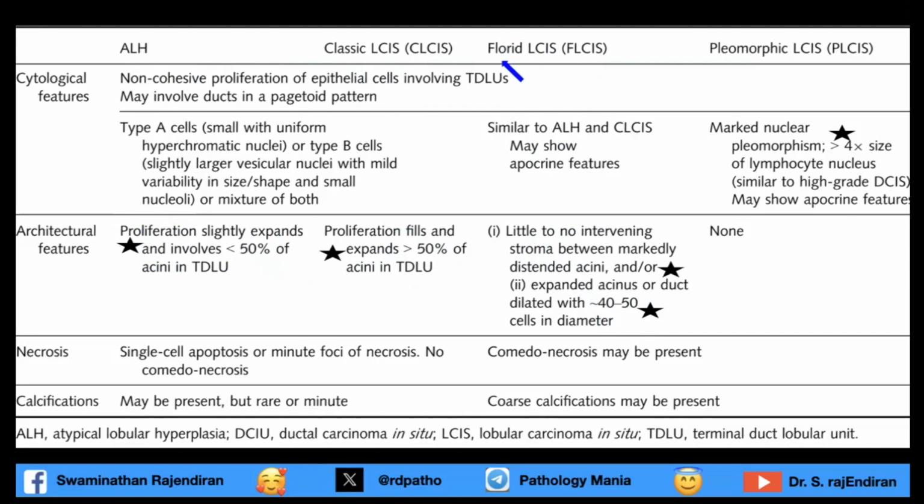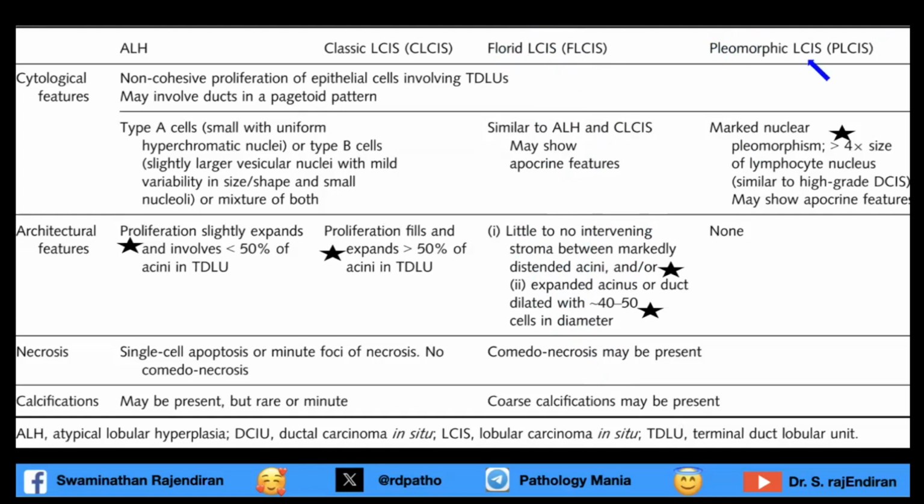You have to know the difference. In DCIS, florid means extensive area of DCIS, whereas in LCIS, this is the criteria. It is not extensive. It may be one focus, but there is no stroma. We will see some pictures. When you see pictures, you will remember that.